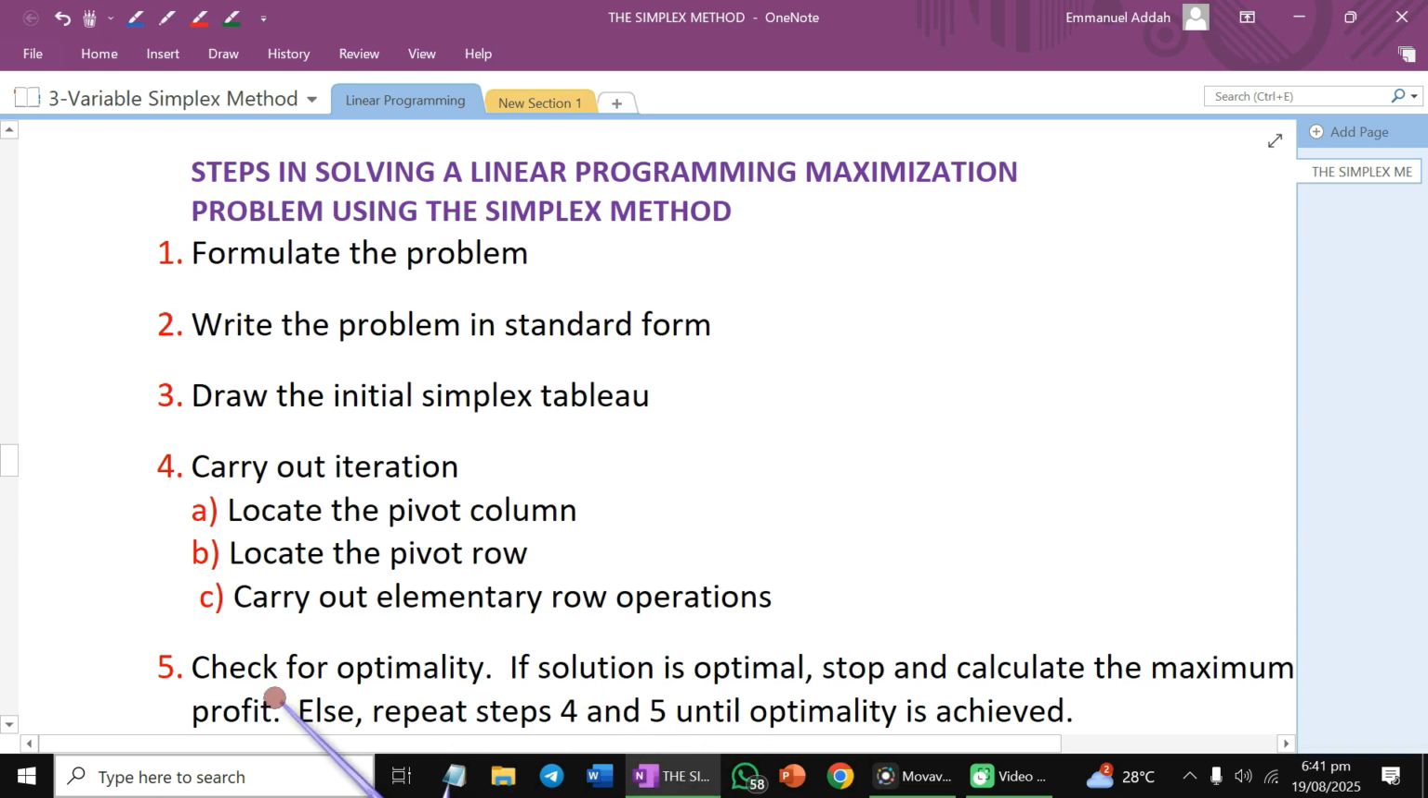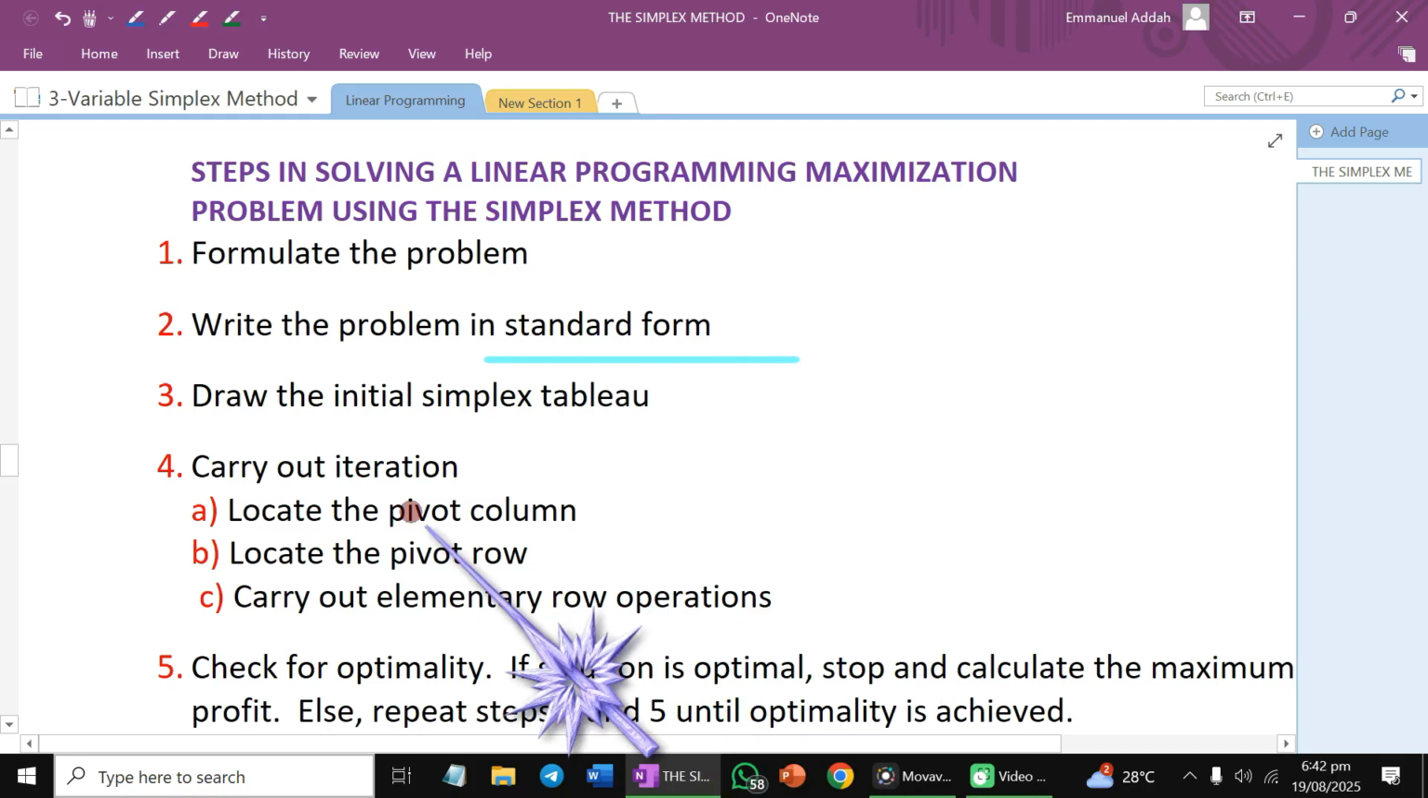Then after that, you check for optimality. Step 5, you check for optimality. If the solution is optimal, stop and calculate the maximum profit. Else, repeat steps 4 and 5 until optimality is achieved. So once you check for optimality and it's not optimal, you go back to step 4 and continue. You iterate again, check for optimality. Once the solution is optimal, you calculate the maximum profit.